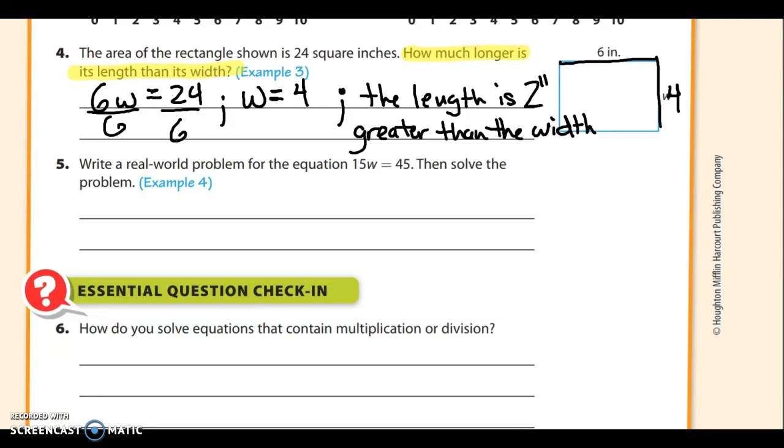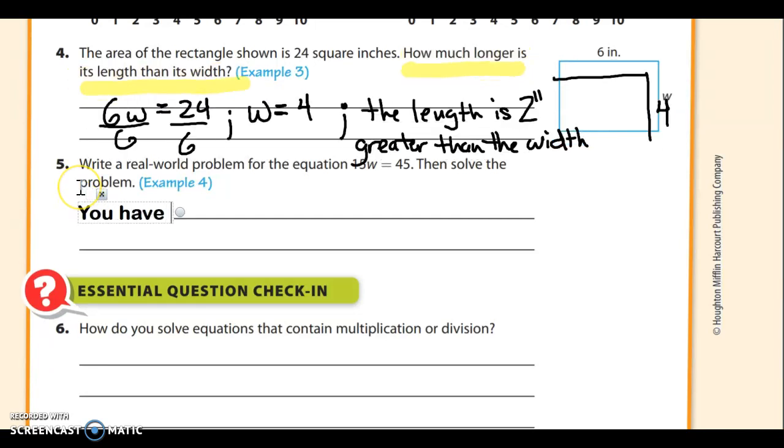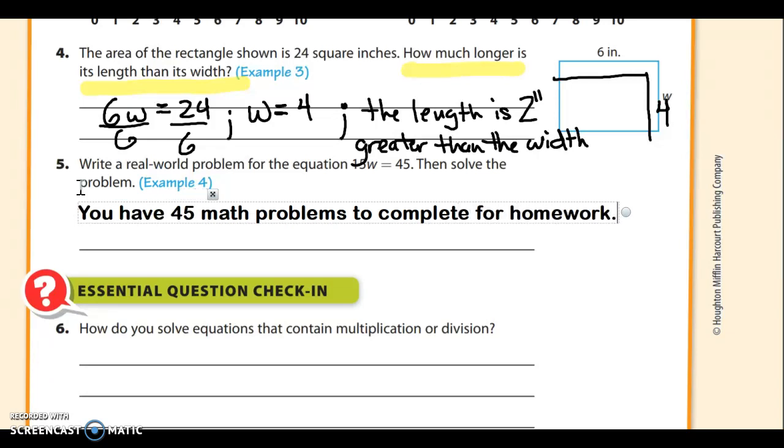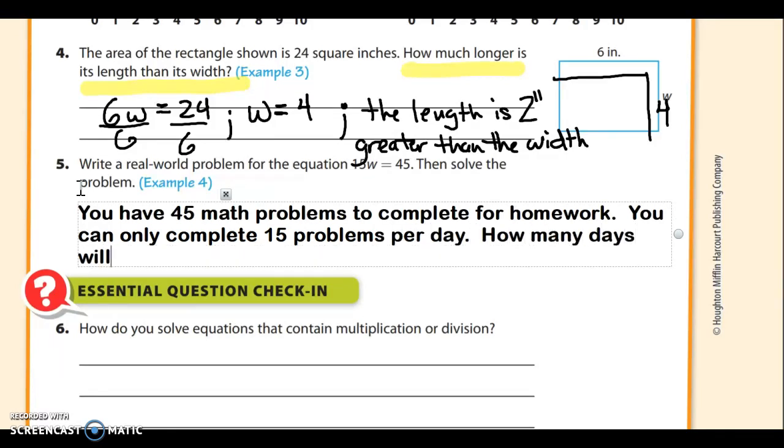A different approach for this one would be something like you have 45 problems to do for math, and you can do 15 per day. How many days would it take you? That's the one I'm going to do here. So I'm going to say you have 45 math problems to complete for homework. You can only complete 15 problems per day. How many days will it take to complete the assignment?